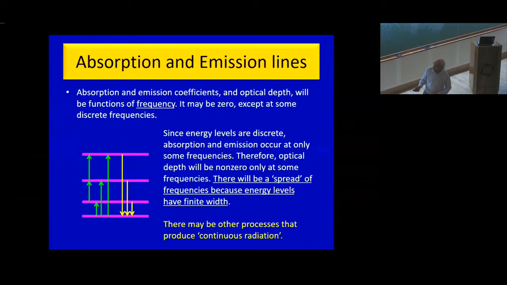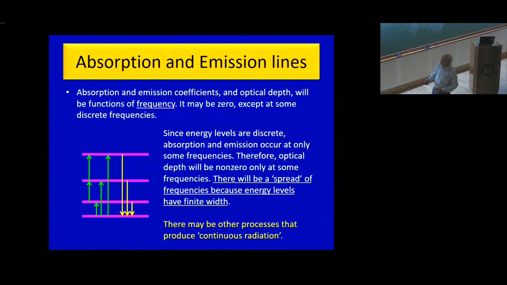And when it is non-zero, it will not be a delta function. It will be sort of like a Gaussian or a Lorentzian, because these energy levels are not infinitely sharp. They also have widths, and therefore, these coefficients, tau nu, alpha nu, j nu, will all not be delta functions in frequency, but each will have a line shape, as we are familiar. You all know the origin of this line shape. So there will be a spread in the frequencies because energy levels are finite in width.